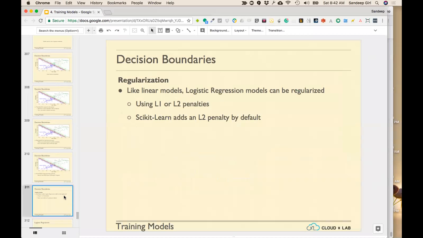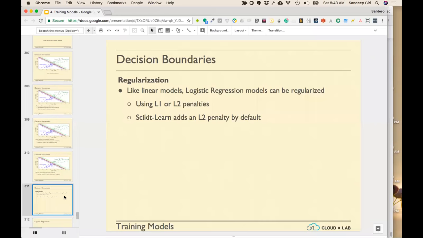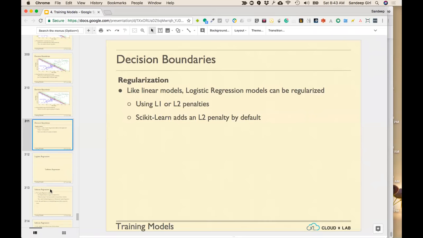Like linear models, logistic regression models can be regularized using either L1 or L2. Just like we did in linear regression, we could use either of the two penalties: either lasso or ridge. L1 is lasso and the other one is ridge. Scikit-learn adds an L2 penalty by default.